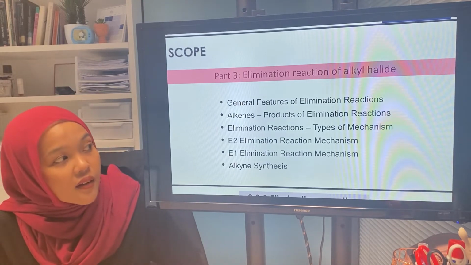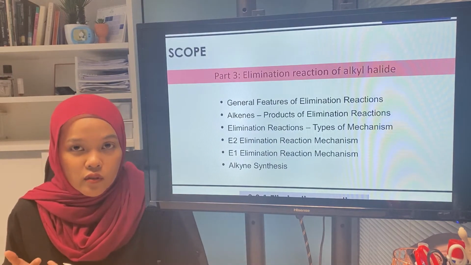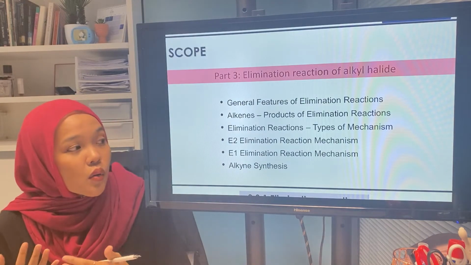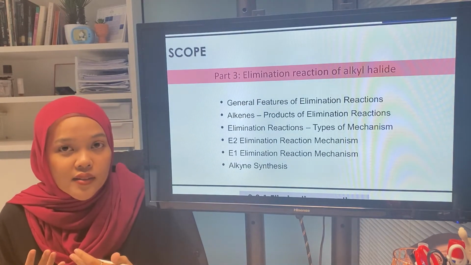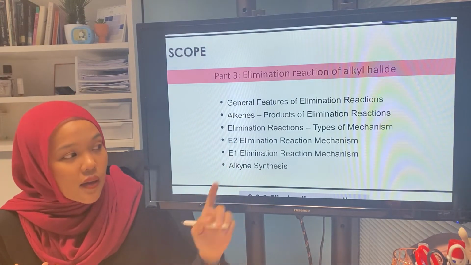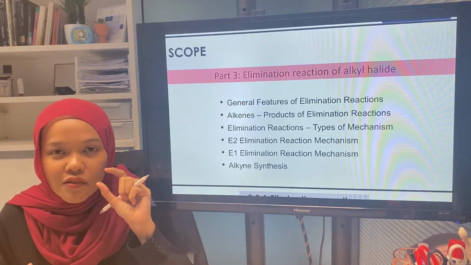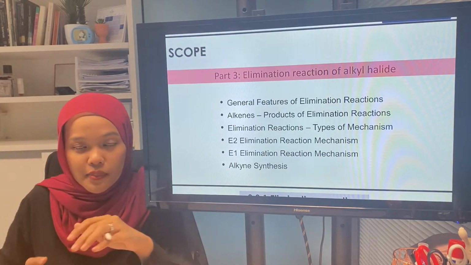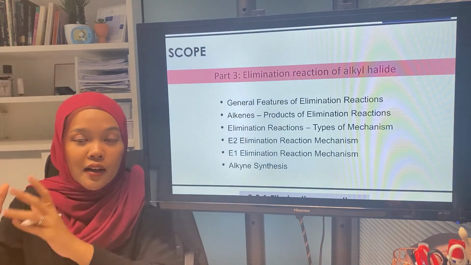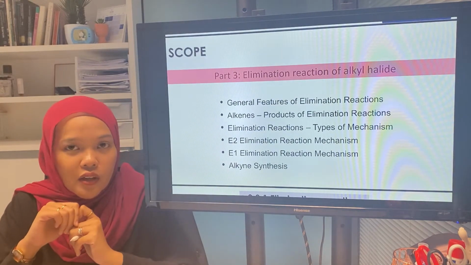And then, when we talk about these elimination reactions, it's just similar to the substitution reaction that we have covered. There are mechanisms that you need to know. Here, you need to understand that we have two types of mechanism, which are the E2 mechanism and the E1 mechanism. Finally, we are going to cover a bit on the alkyne synthesis. Basically, from the alkyl halide it becomes alkene and then becomes alkyne. This one will just be in brief only because it is not very critical.